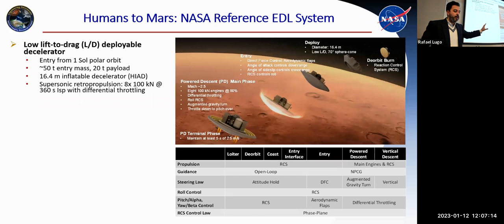And here I wanted to show you, throughout all these phases, we have models for propulsion. We're modeling RCS and the main engines. We're modeling guidance algorithms, open loop and closed loop. That's the numerical predictive corrector guidance I talked about. Different steering laws, roll control.